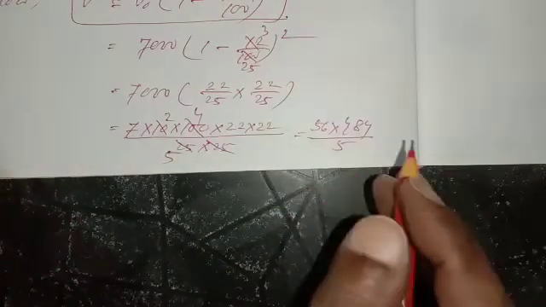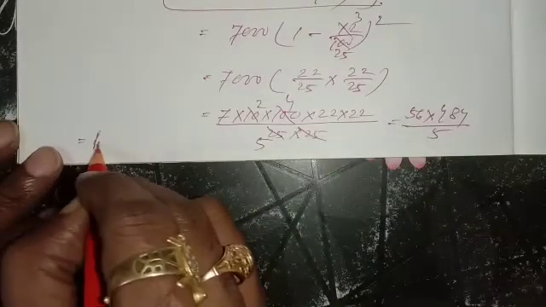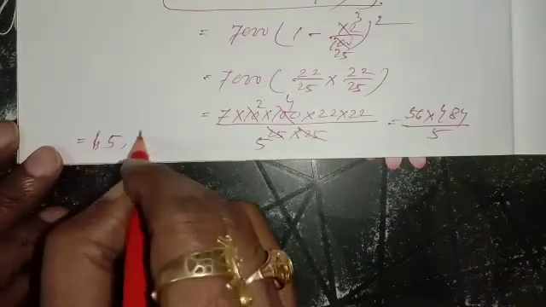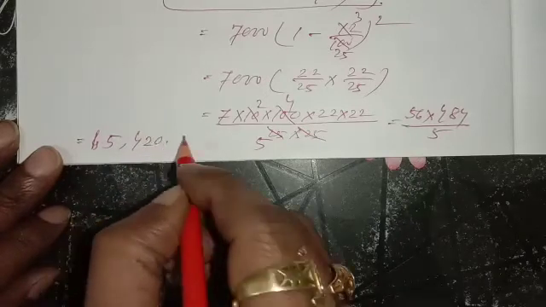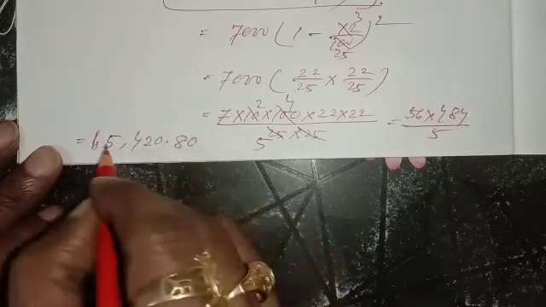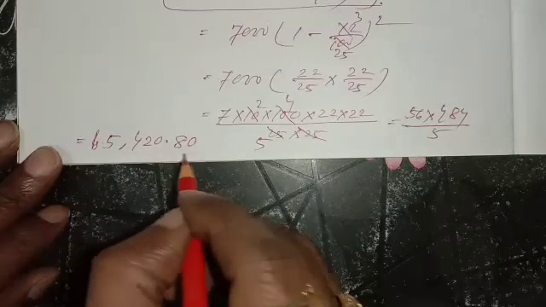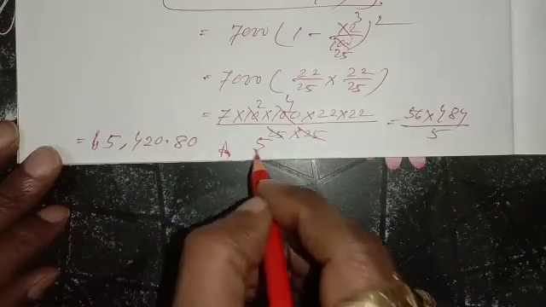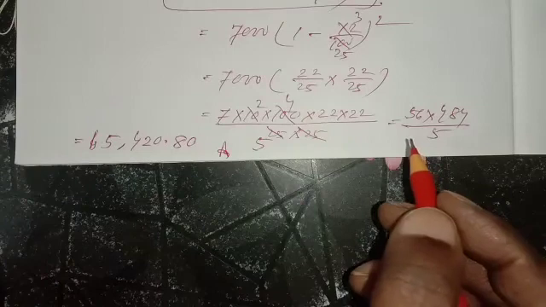5420. The final value will be, I'm writing here just rupees 5420.80 paisa. 5420.80. This is the final value of the machine. Let us go to the next question.